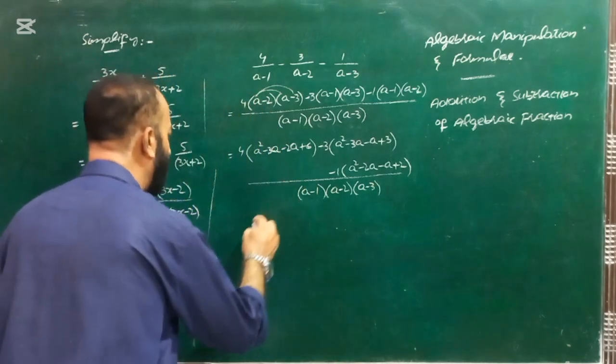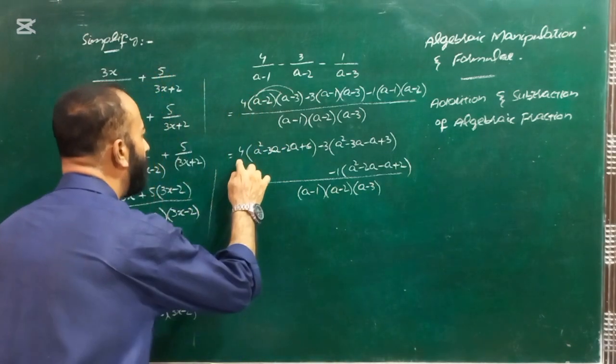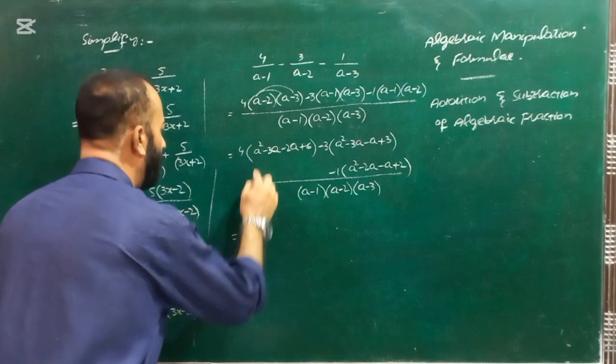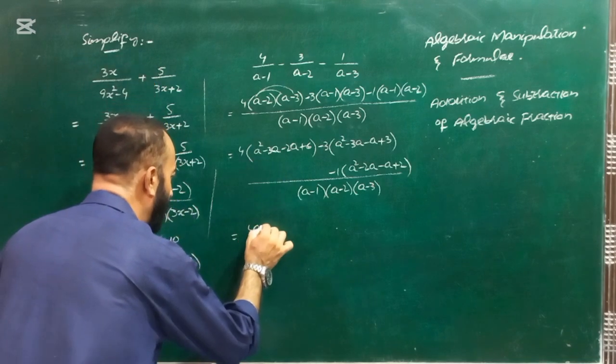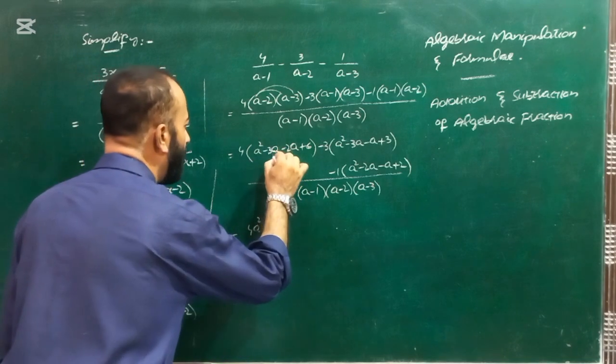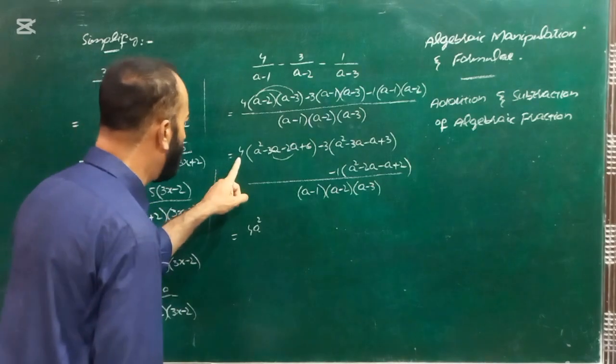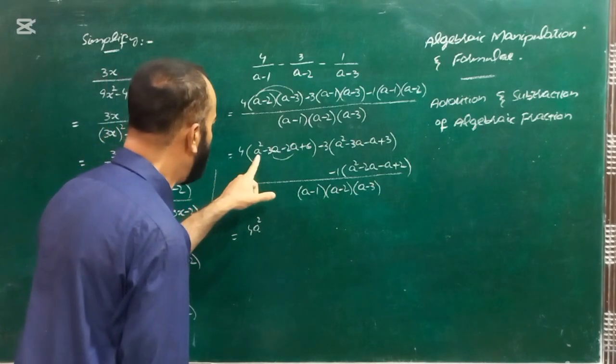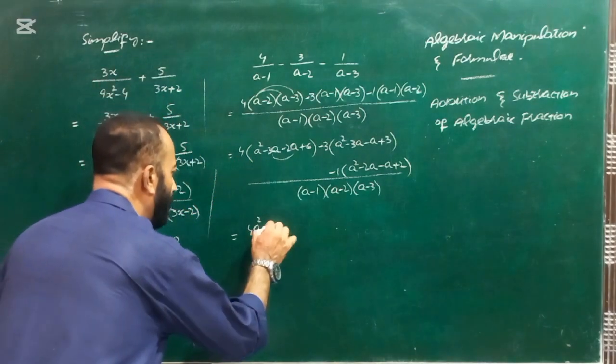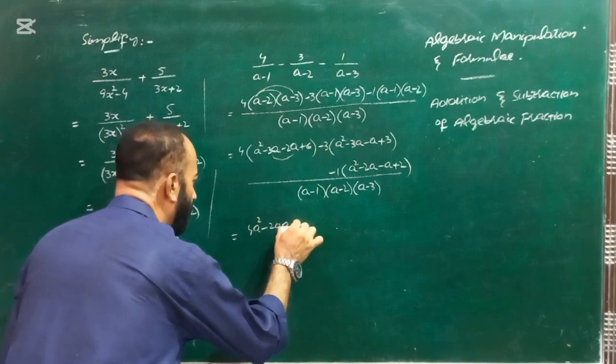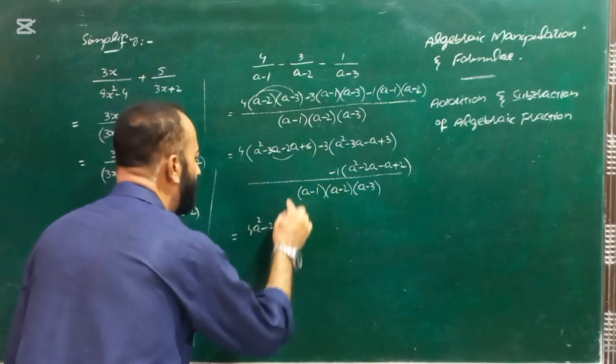Okay, now open the brackets. Now this 4 will be multiplied by a square, so 4a square. This thing will become minus 5a. So 4 will be multiplied, so it will become minus 20a. And with this 4, 6 fours are 24.